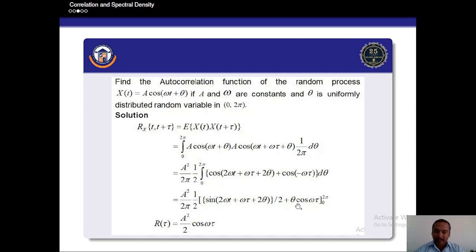That means replace theta by 2 pi and 0. So for the first term, both the values are in positive and negative form, so it becomes 0. The second term is for the lower limit value 0, for the upper one 2 pi, into cos omega tau. So cancel these 2 pi and 2 pi values. So the autocorrelation function becomes A square by 2 into cos of omega tau.